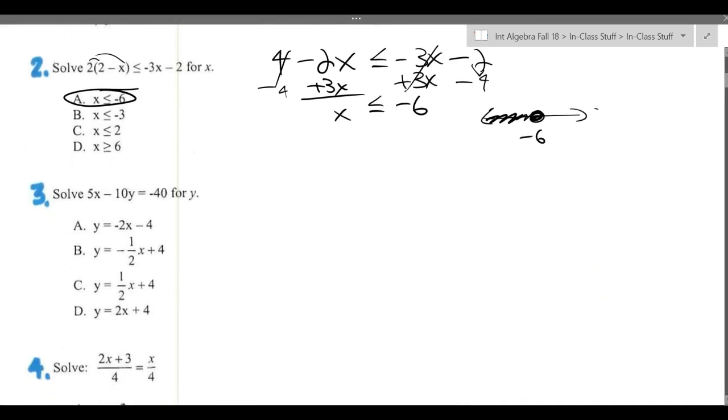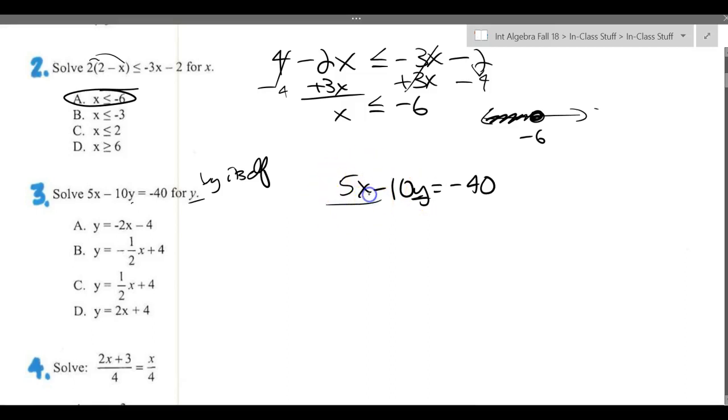All right, solve 5x minus 10y equals negative 40 for y. So obviously, this one, you can't get an answer. There's only one equation with 2 variables. But we can solve for y, meaning get y by itself. That's kind of the terminology, y by itself. So I'm going to write it over here. So again, we want to get the y by itself. Think about undoing. Like right now, the y is not by itself. It's kind of crowded in with all this other stuff. So think about undoing things so that y is by itself.